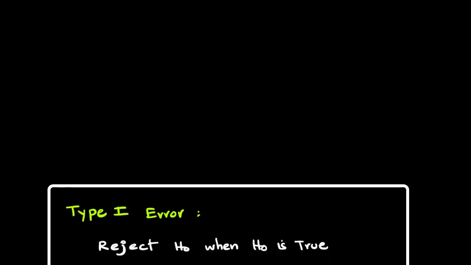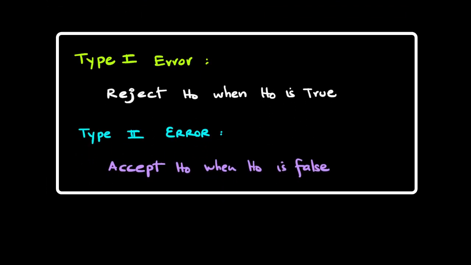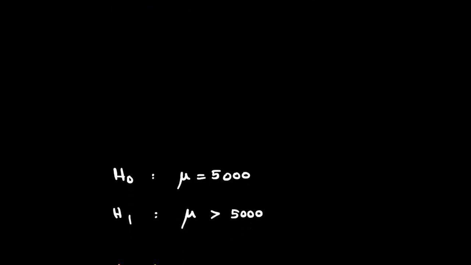I have written it down over here. Definition of type 1 error, reject H0 when H0 is true. Type 2 error, accept H0 when H0 is false. The exact opposite. So now, in the upcoming videos, we will be calculating the probability of type 1 and type 2 error, and we will also be explaining in the context of the question what we mean by type 1 and type 2 error.